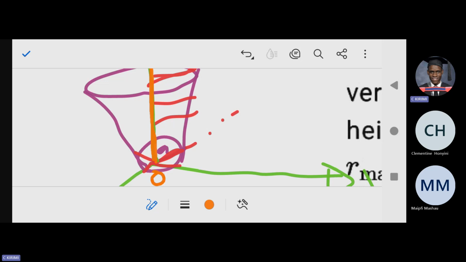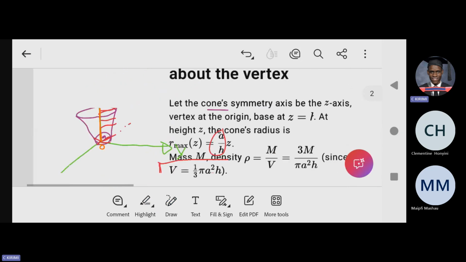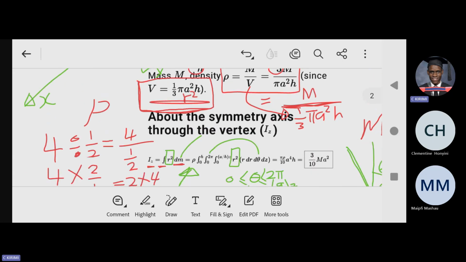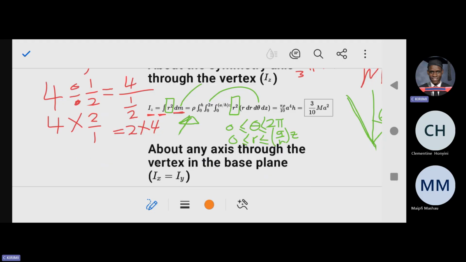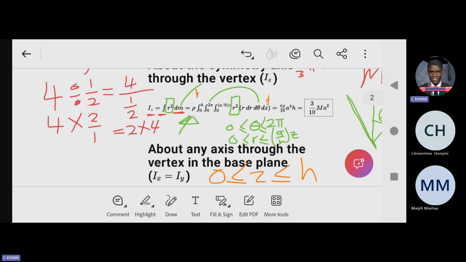At any height, we don't know it. That's why we are calling it H. So which means this Z, which we are having here, the outside, and this also is the outside, which is corresponding to Z. So Z is greater or equal to 0, but Z is less or equal to H at any given point in time. So these are your limits when you are integrating.